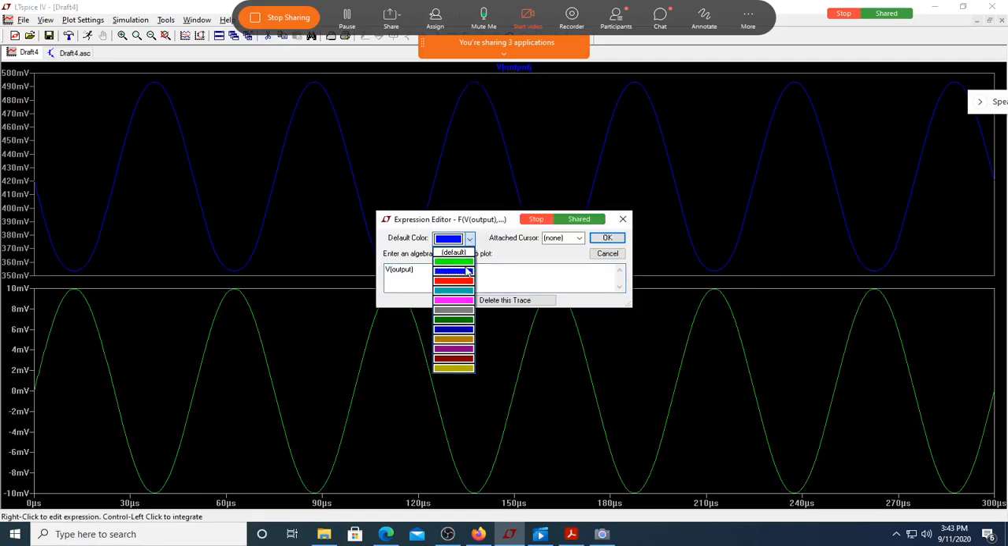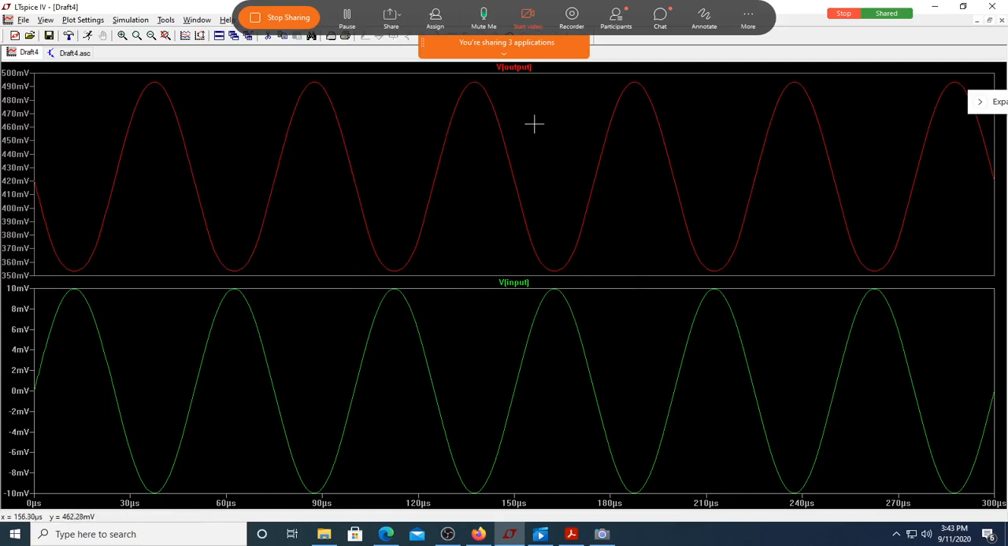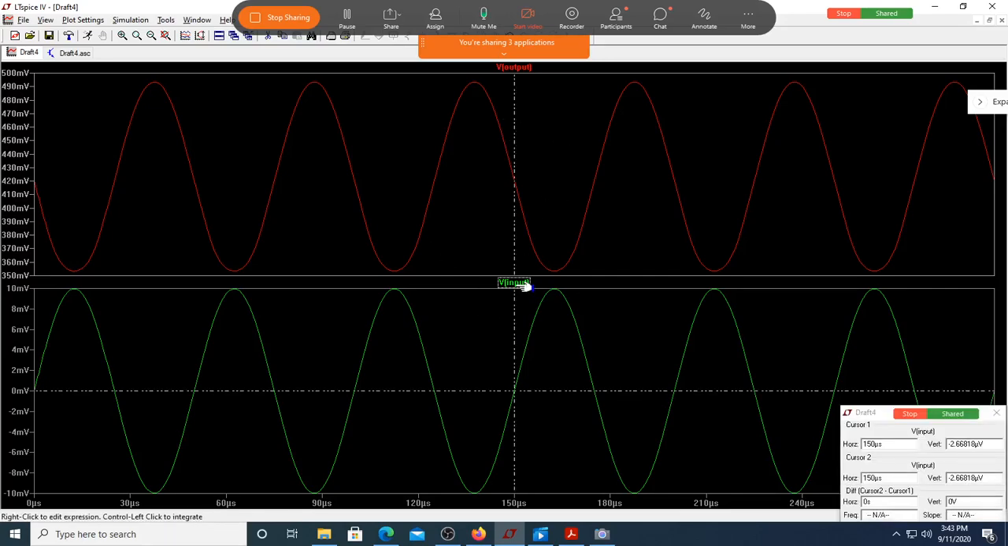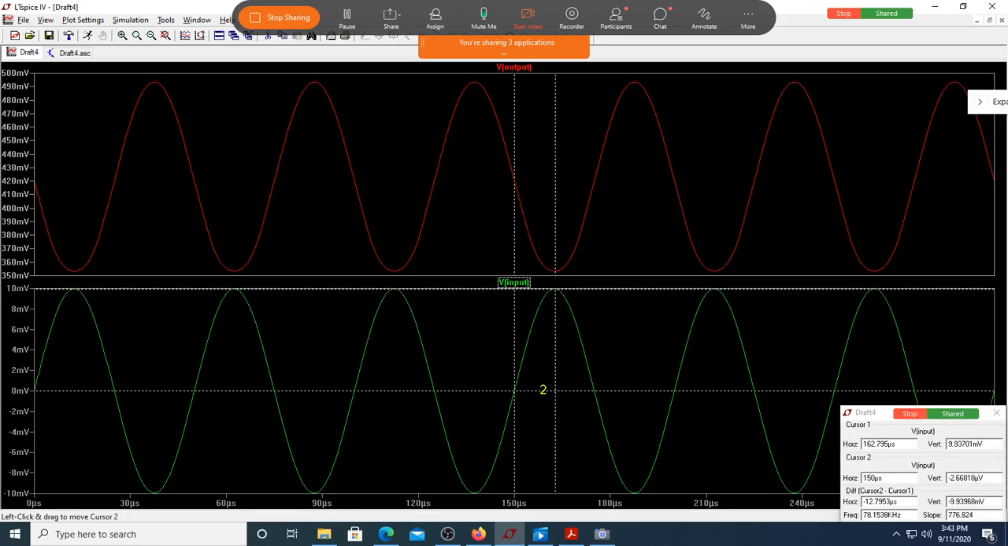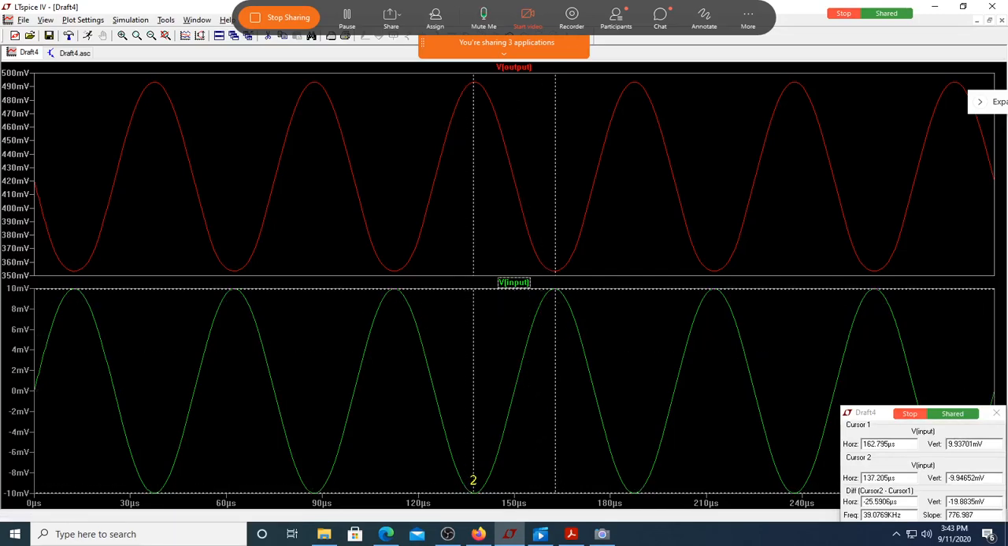Let me make this a different color. Green is input, red is output. Can you see it is amplified? How do I measure input peak to peak? You keep one cursor at the top, the other at the bottom. How much is the amplitude we are given? 10 millivolt.